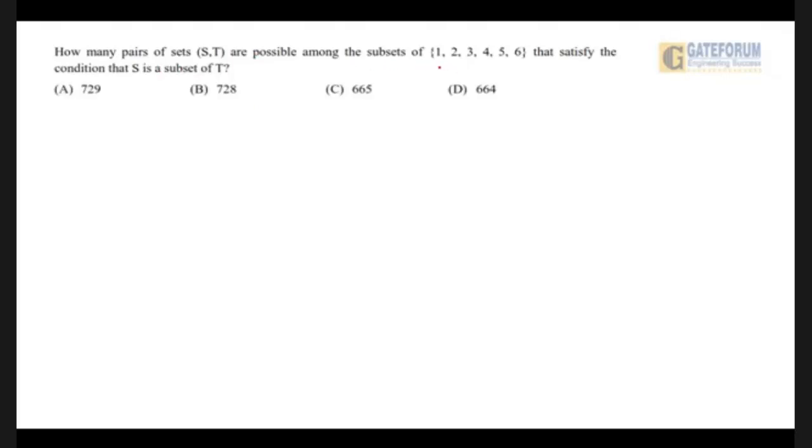See, the subsets of this have 1, 2, 3, 4, 5, 6 elements, right? And the pairs of sets that you'll have to form, alpha and beta, say for example, then alpha must be a subset of beta, right? I could have written with S and T also, but somehow I did not. Okay, so this is the criteria. This can only be possible, the number of pairs.